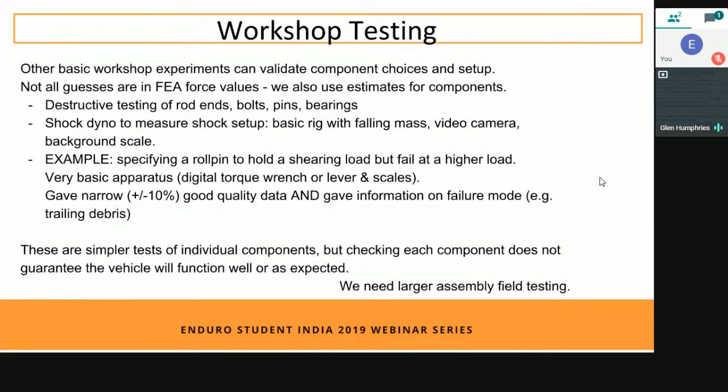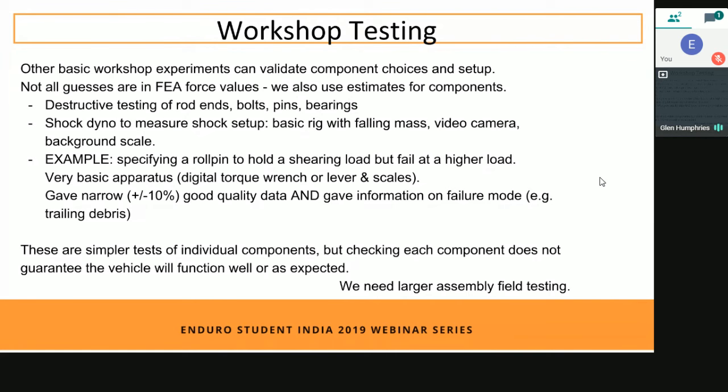We got a stack of data that fell within about 10% of a mean, and for something like this, that's fine. That's great data, and not only did it give us real-world validation of our estimation, we guessed this pin would be acceptable, and it all failed as expected. It failed when it was within the safe range.